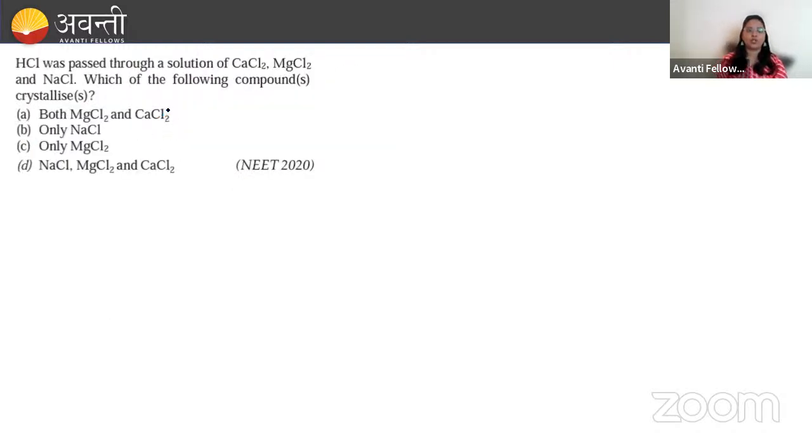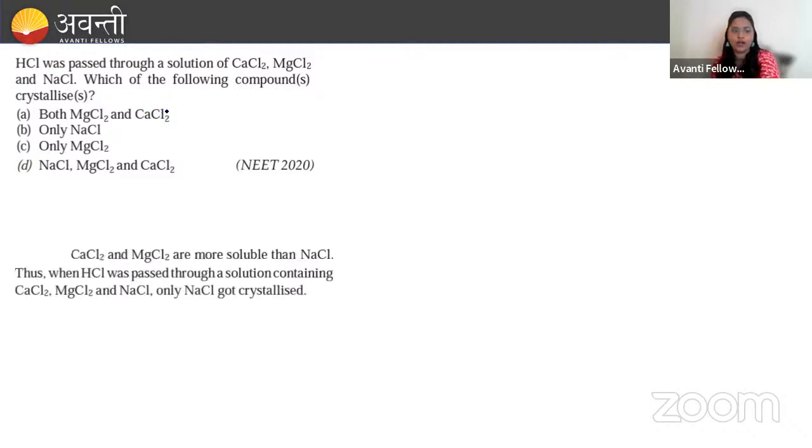HCl was passed through a solution of CaCl2, MgCl2 and NaCl. Which of the following compounds crystallizes? What is the answer here? Only NaCl, answer B. CaCl2 and MgCl2 are more soluble than NaCl. Thus, when HCl is passed through a solution containing CaCl2, MgCl2 and NaCl, only NaCl crystallizes. Any doubt in this? Yeah, next problem.